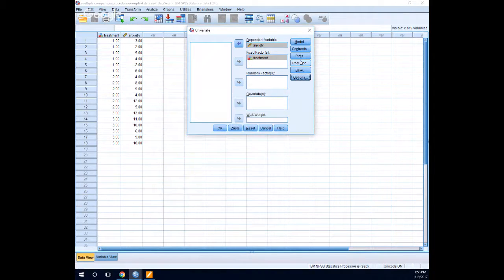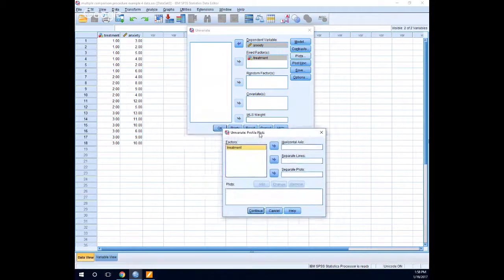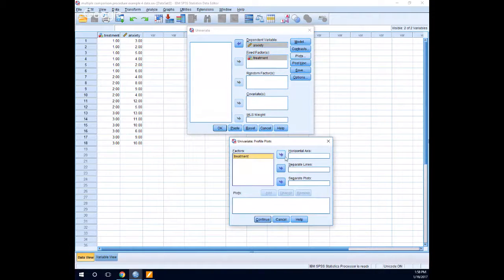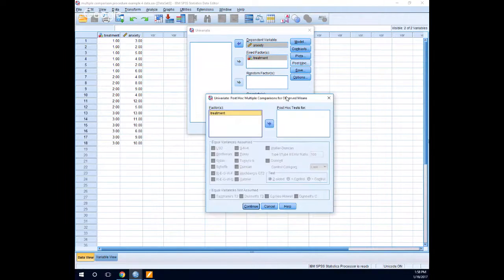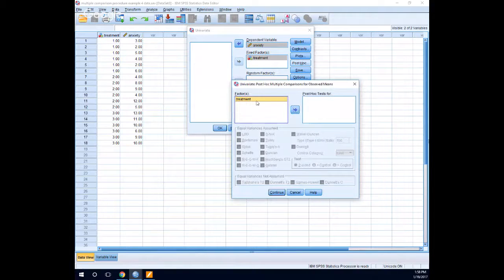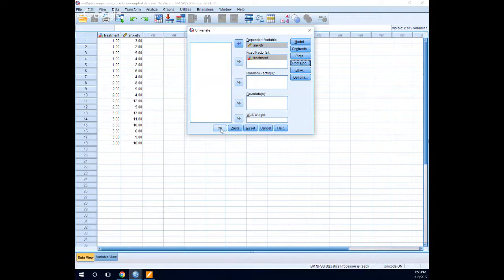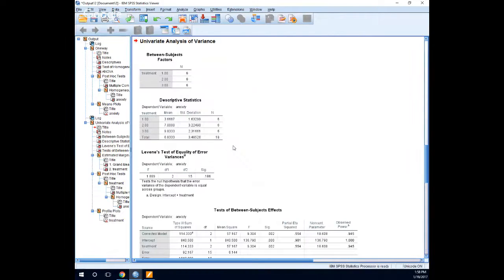Click on continue. If we want to ask for plots, we can just click on plots, and it appears in this box right here. We can move the independent variable over here to horizontal axis, click on add, continue, and we've set that. Under Post Hoc, click on that, and this box will show up, and we just move the independent variable over to the post hoc tests box, and click on Tukey's. You'll notice that all the same post hoc test options are available to you. Click on continue, and then on OK, and here's our output file.